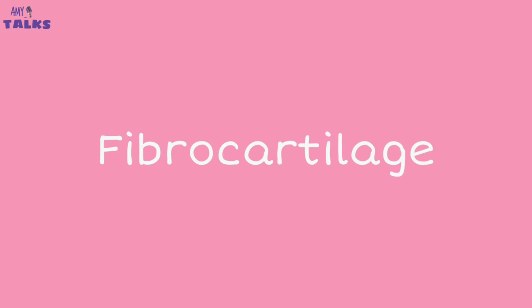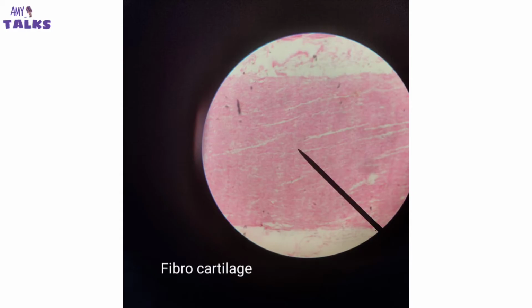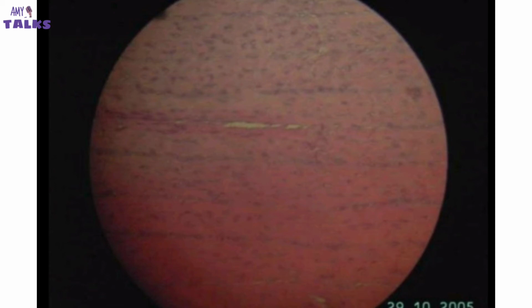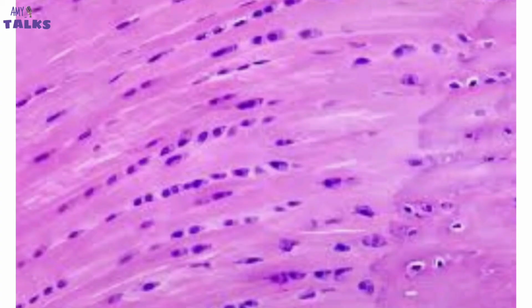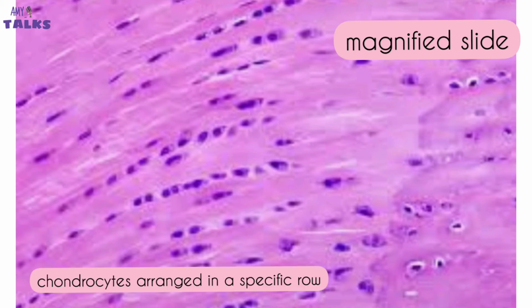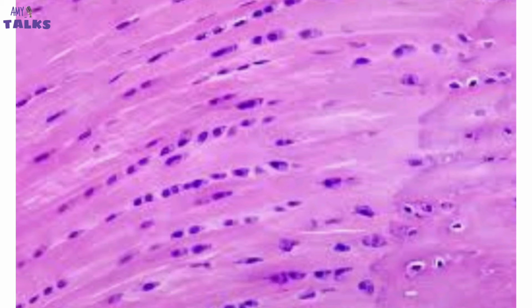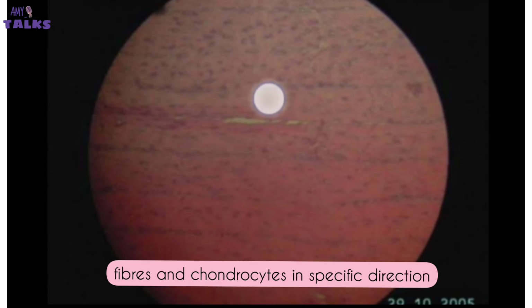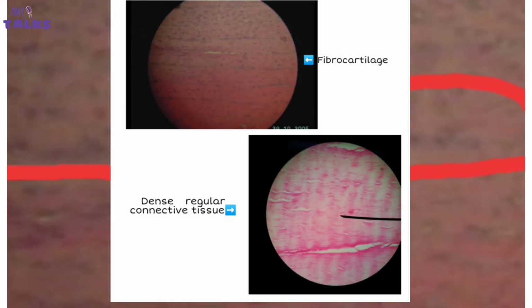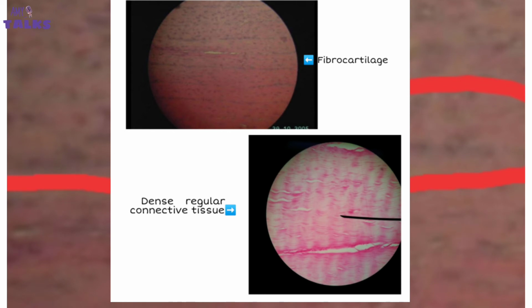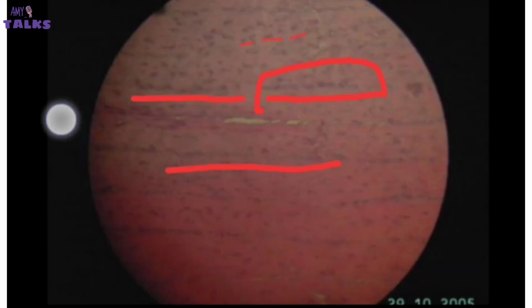Next is fibrocartilage. Here we can't identify this cartilage with chondrocytes because chondrocytes here we can't easily see. We can see it on 450 magnification. Here chondrocytes are arranged in a specific row. If we will magnify it, then we can see it. For now, the basic recognition or identification point for it will be fibers going in a specific direction. And you don't have to confuse it with dense regular tissue. Here is the slide of both dense regular tissue and fibrocartilage. You can see the difference here. So the identification point that you have to remember in fibrocartilage would be the fibers going in a specific direction.